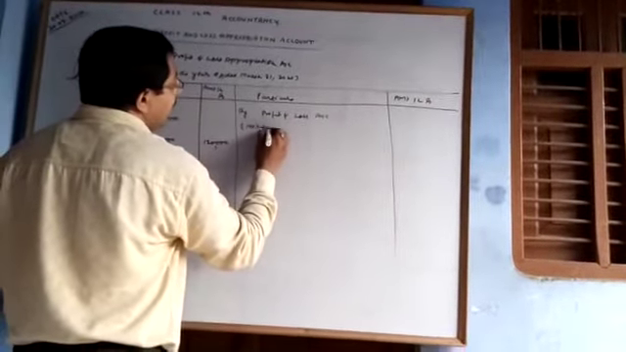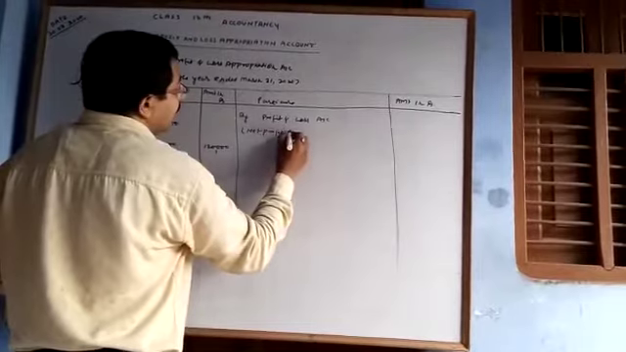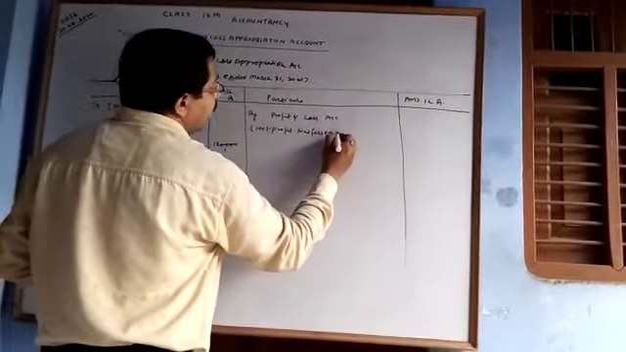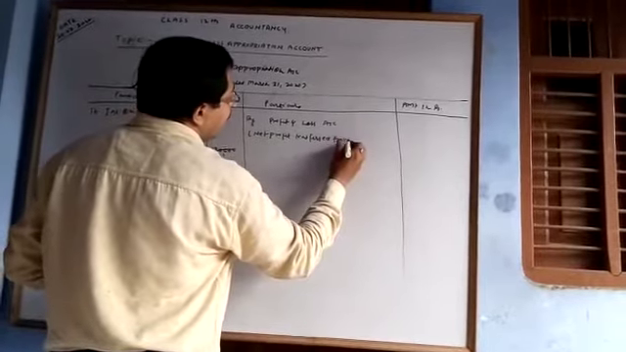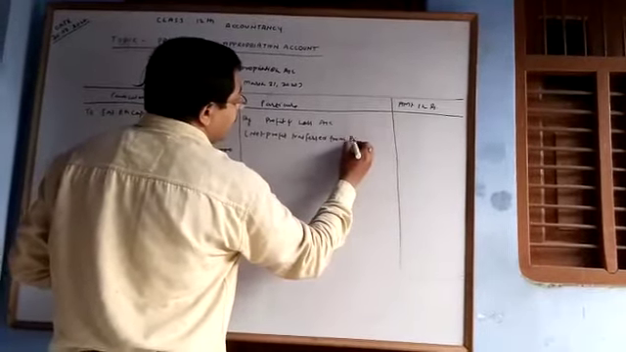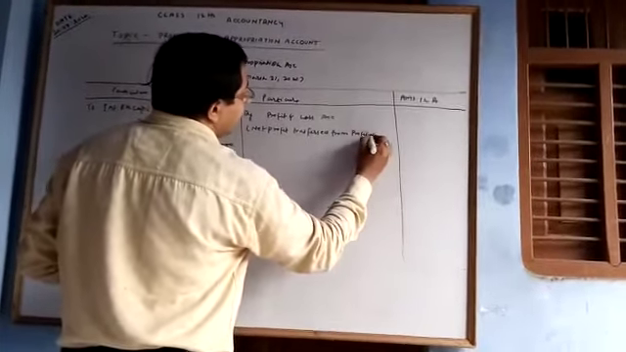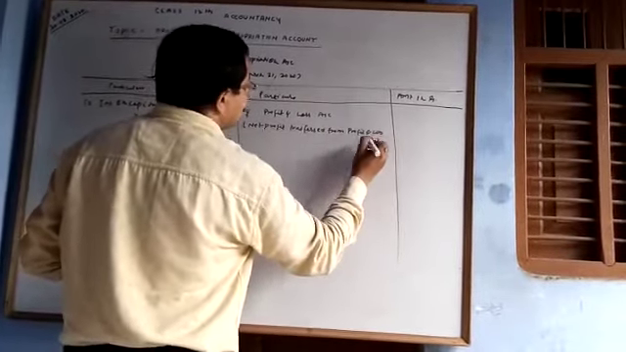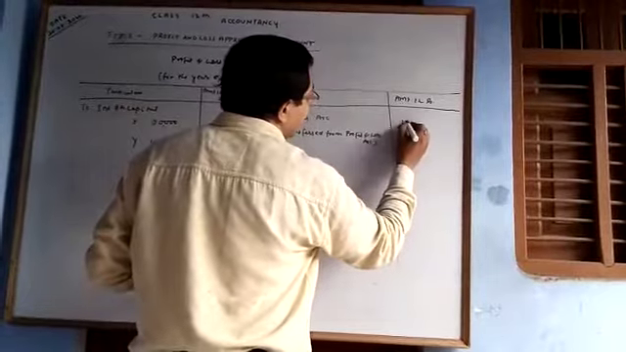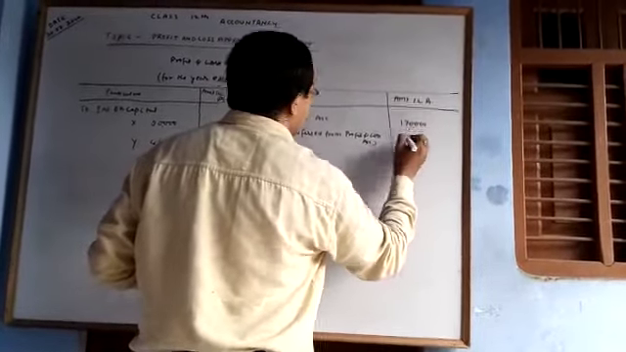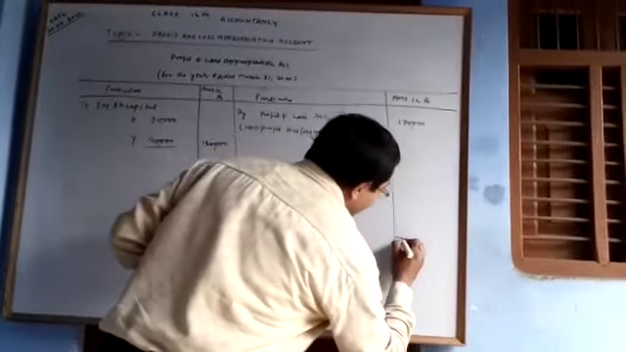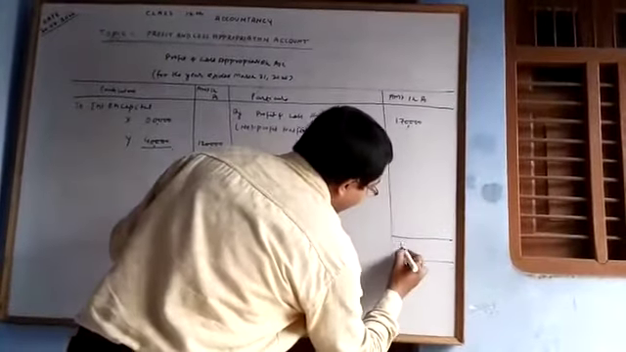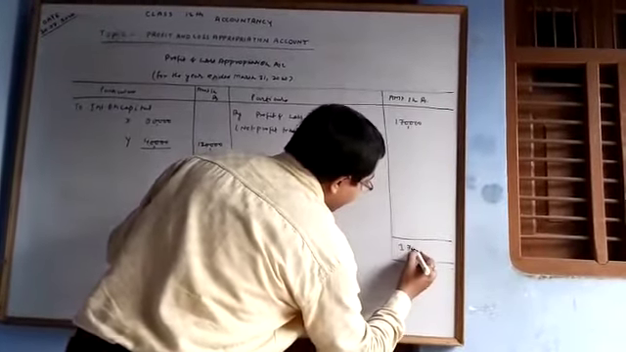Net profit transferred from the profit and loss account, rupee 1,70,000. Total of the credit side equals 1,70,000.